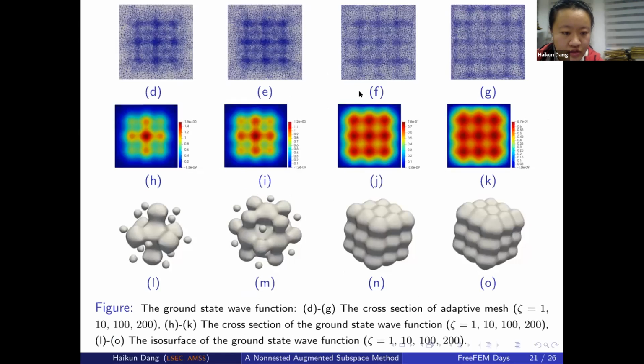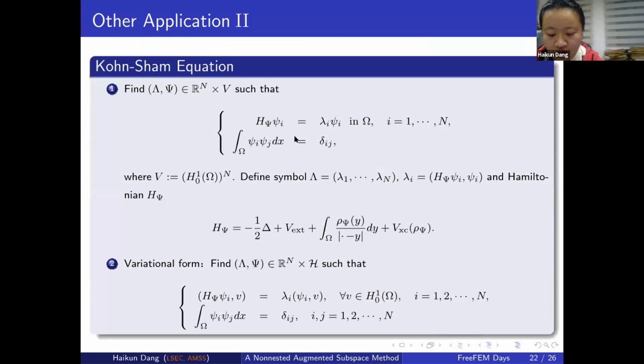Okay, here we show the picture of the ground state wave functions, for example the adaptive mesh for D2G. Now we focus on the constraint equations. The constraint equation is one of the most important model equations in the calculation of electronic structure, and it is also a typical nonlinear eigenvalue problem. Now we show these equations and their variational form.